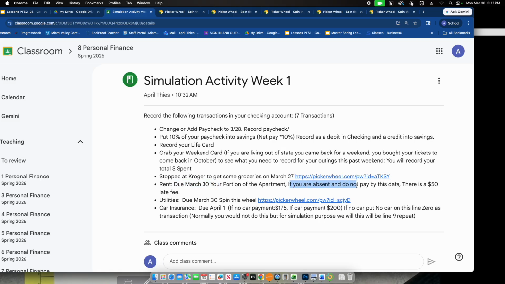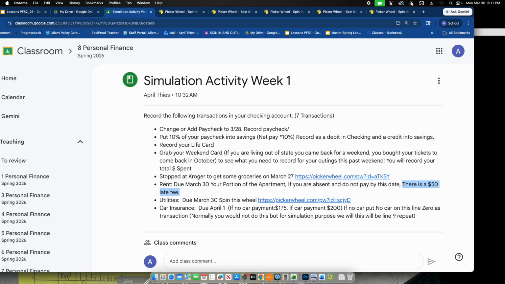Notice if you are absent and did not pay by this date, there is a $50 late fee. So make sure that you go in here and do that. The utilities, that is another variable expense. That's why that was not on the fixed payments. So you will spin the wheel on that.